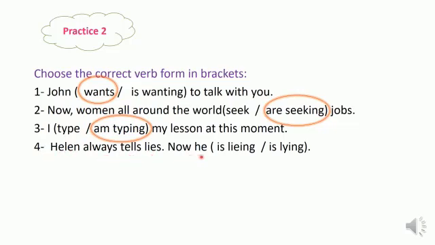Number 4, Alan always tells lies. Now he is lying or is lying. How to write lying? Of course, the verb lie ends with IE. We said that we have to change the IE into Y and then add ing. And of course, here we have to use the present progressive because we have the time word now. So is lying.